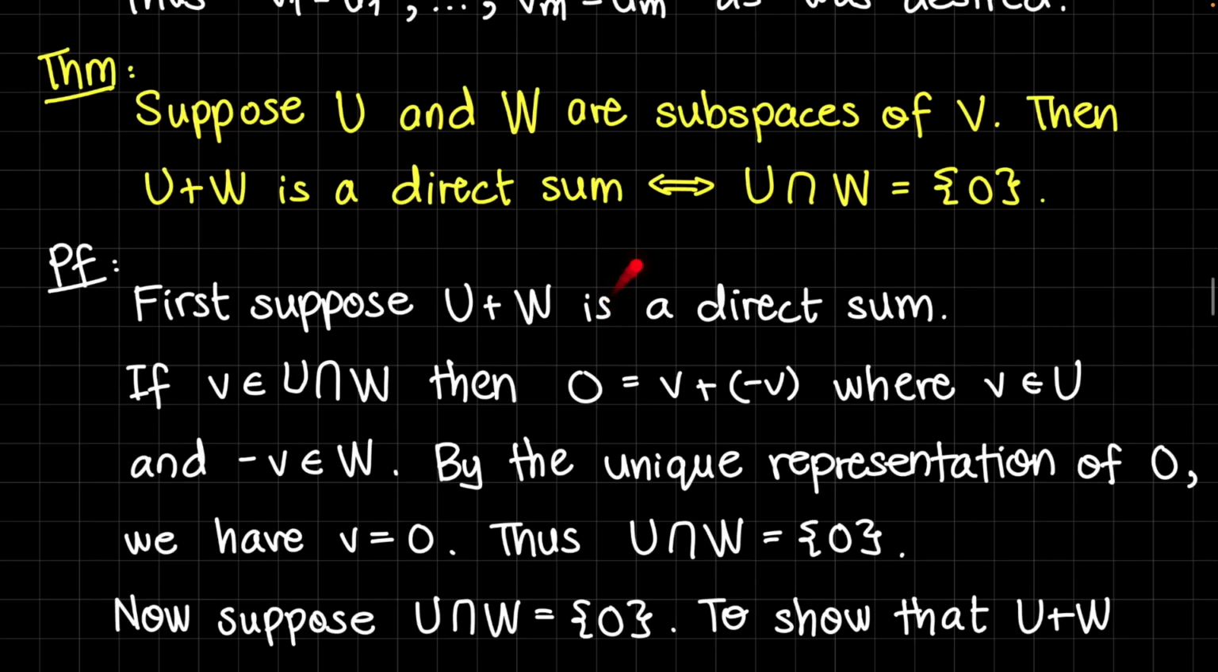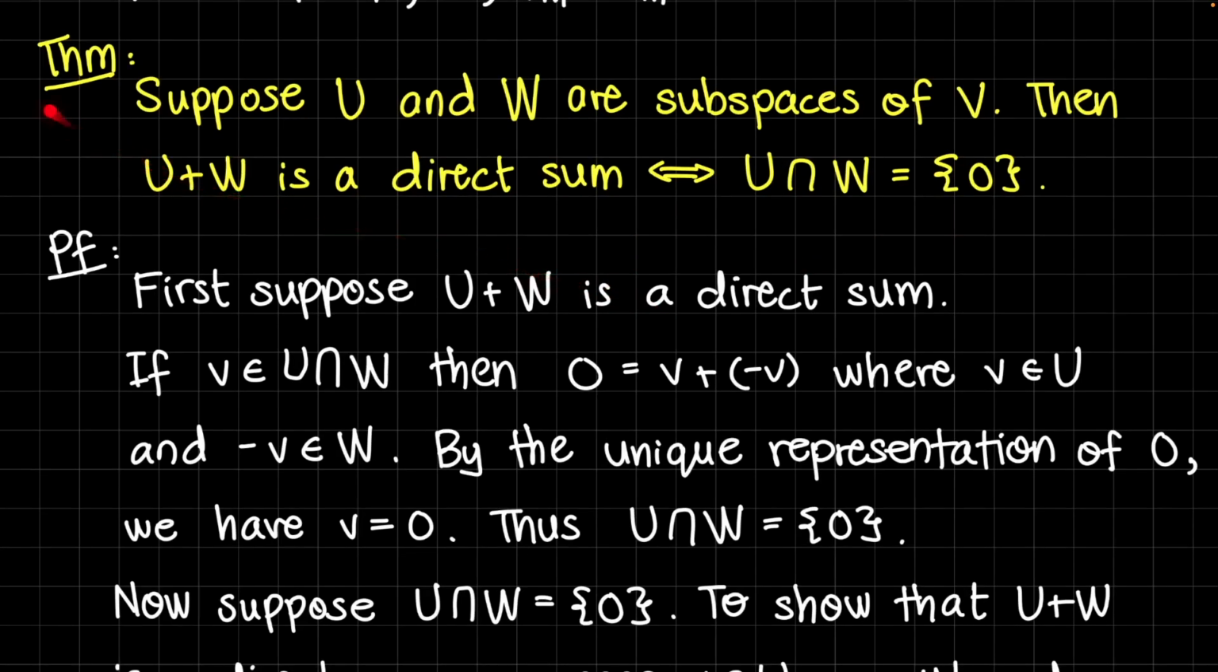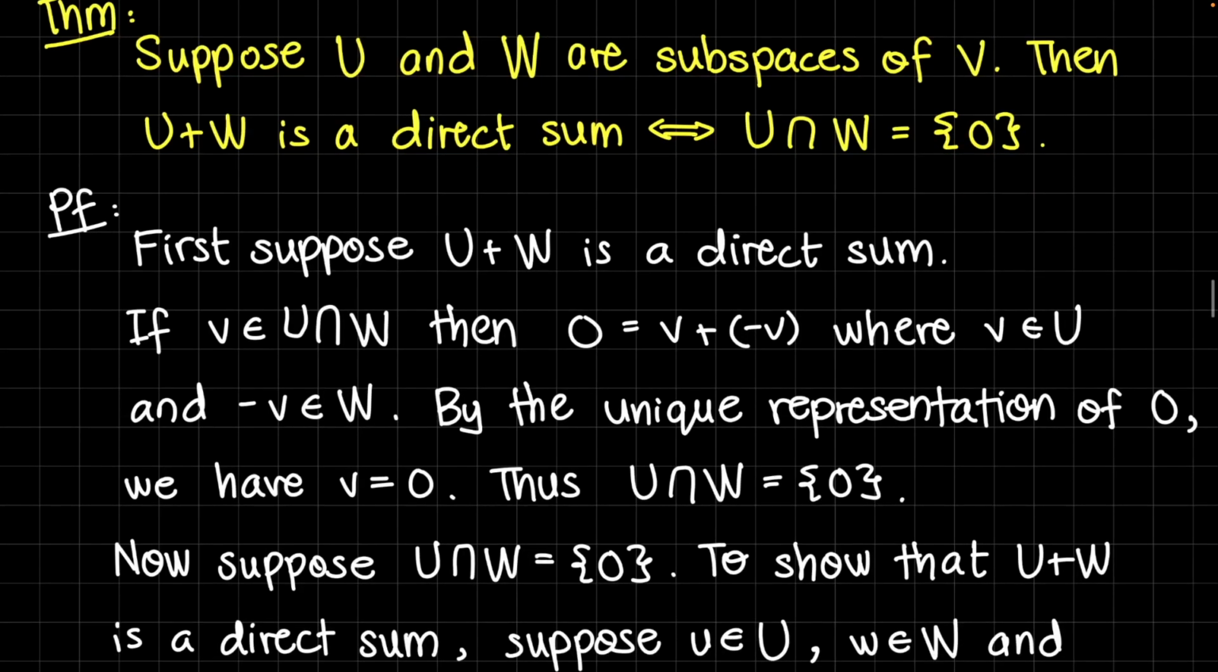Suppose U and W are subspaces of V. Then, and this is our first theorem, U plus W is a direct sum if and only if, that's what the bidirectional arrow stands for, U intersect W equals the trivial set, or the zero subspace.